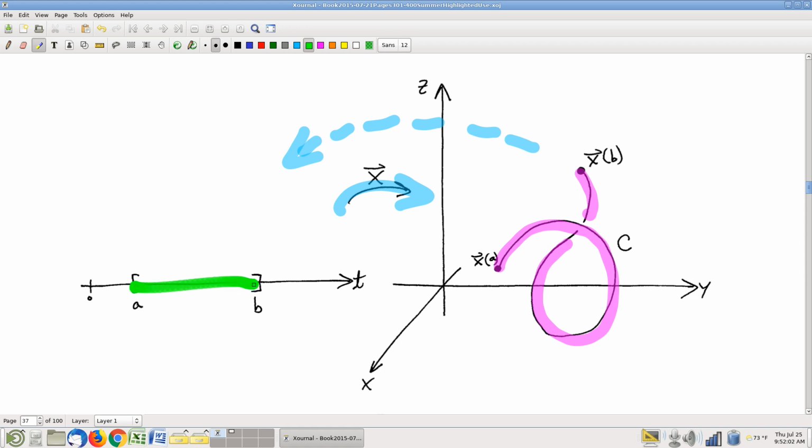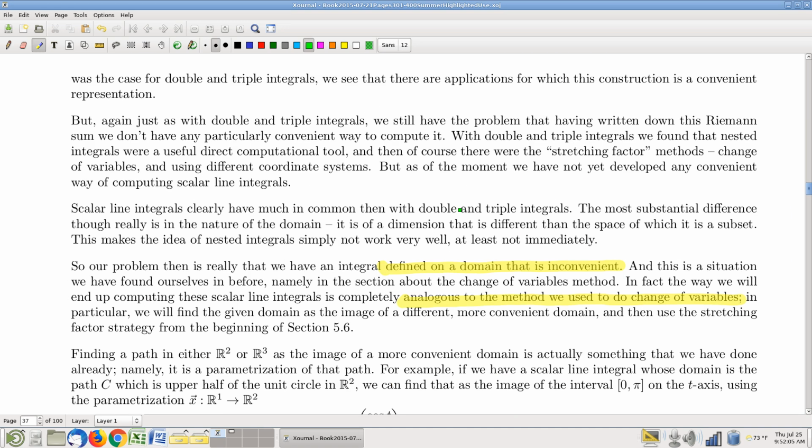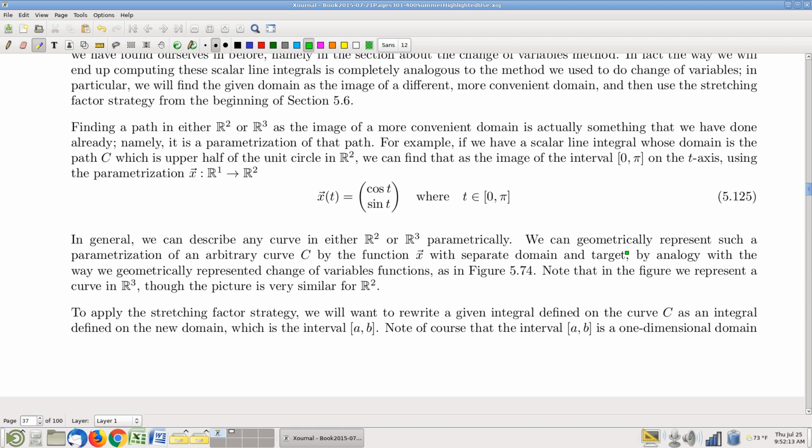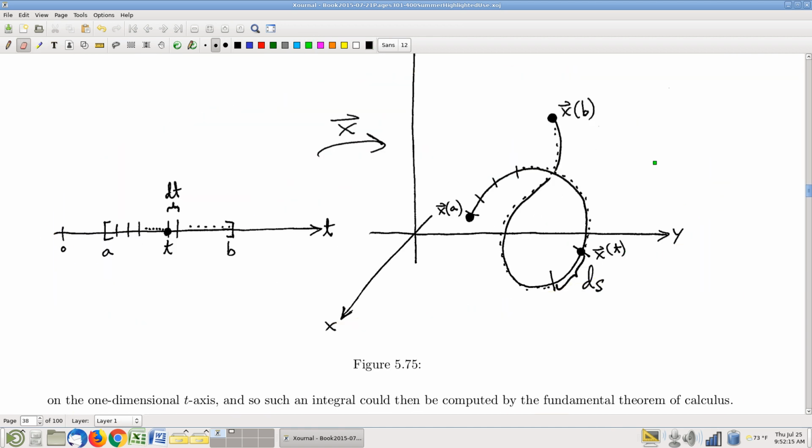Okay, so here's an example, by the way, of a parameterization. If you're parameterizing a circle, for example. All right. So having parameterized, we would chop up this interval in the usual way. Chopping up the pullback domain would effectively give us a chopping up of our parameterized curve.